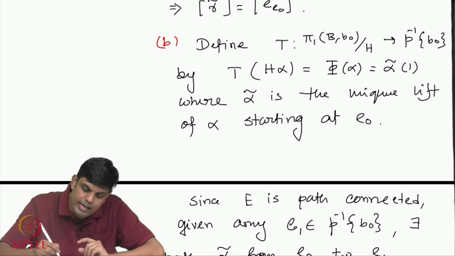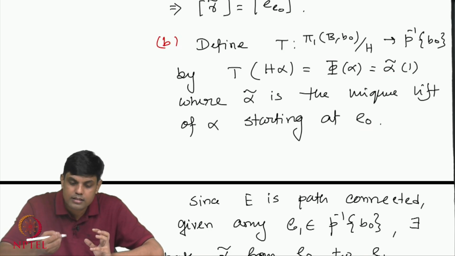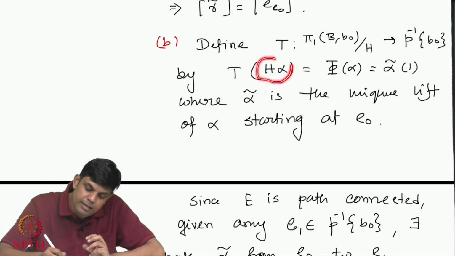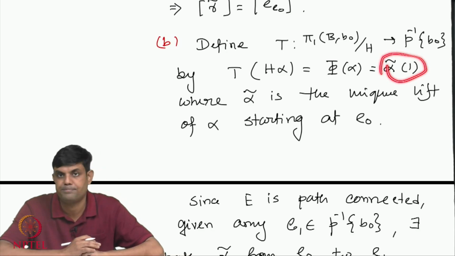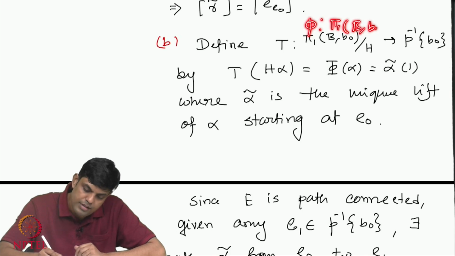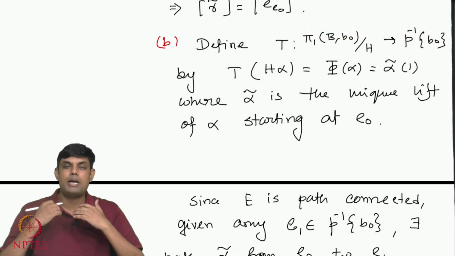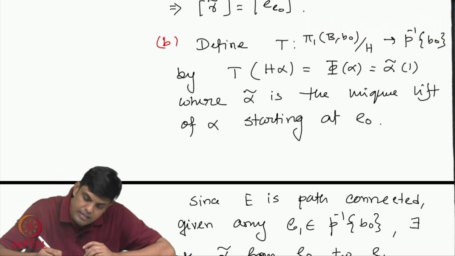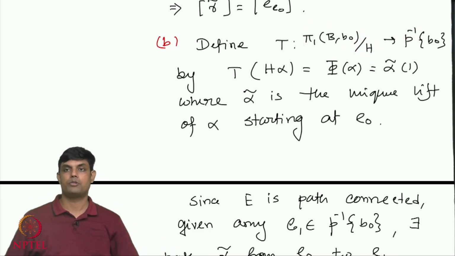Therefore, there is only one lift alpha tilde of alpha which starts at E0, and I am sending the element which is the right coset of alpha to the endpoint of alpha tilde. Remember, our covering correspondence has the map from the fundamental group of B, B0 to P inverse B0, and here I am saying that I am getting the same map, but the map is not only from the set here to here, it actually factors through the coset, through the subgroup.